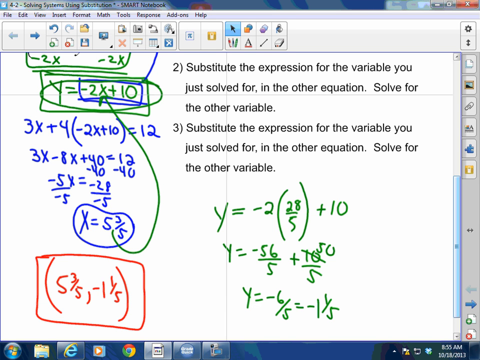Yes, sir. The question was, after you find the x, you plug it into this x right here because you want to find y. And didn't you already set it up for yourself that y equaled negative 2x plus 10? Great question. Great question. Yes, sir.